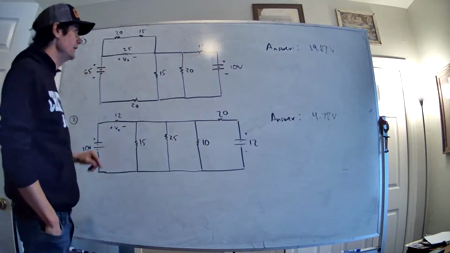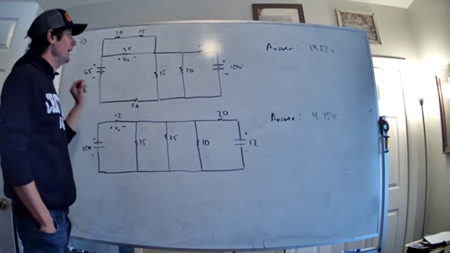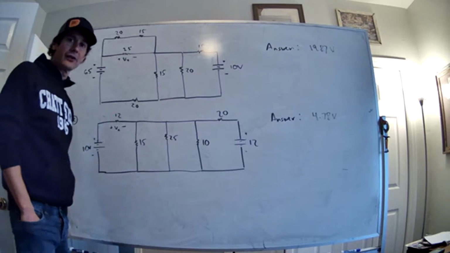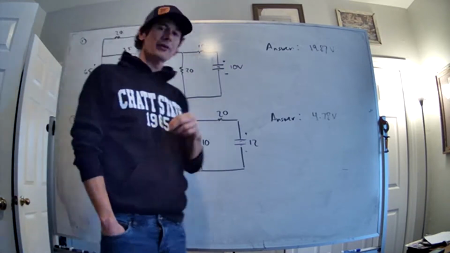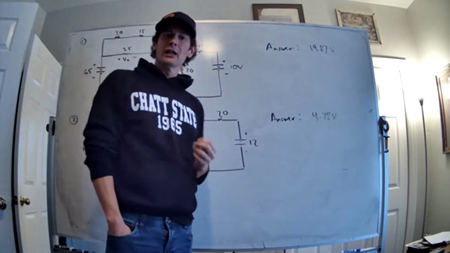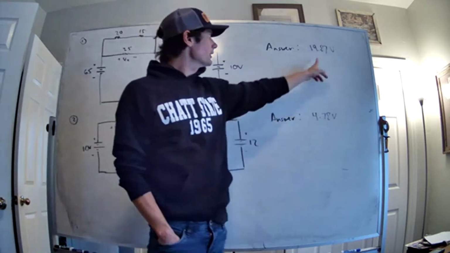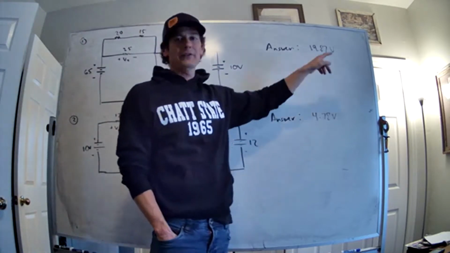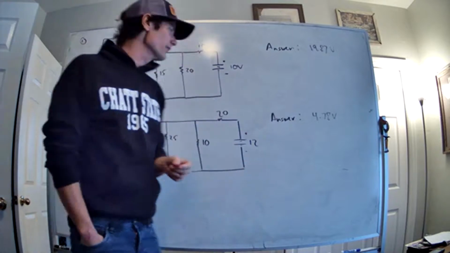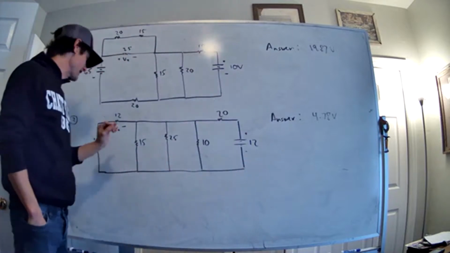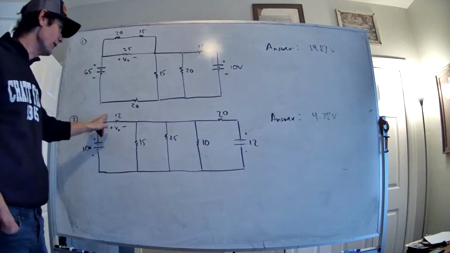Now be very, very careful with the polarity of that voltage that I'm asking for. So plus minus Vx there. So the answer that you should get at the very end of the problem, when you add together both of the voltage values that you get utilizing superposition, you should get about 19.87 volts.